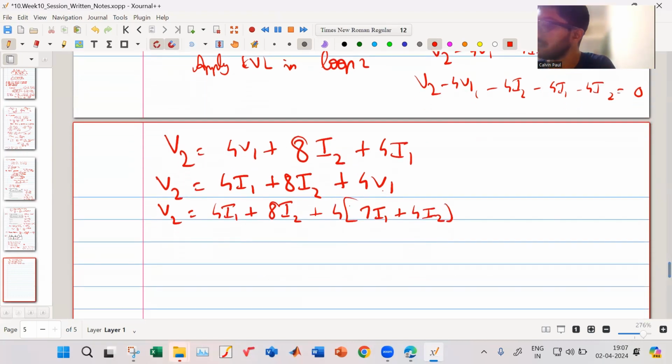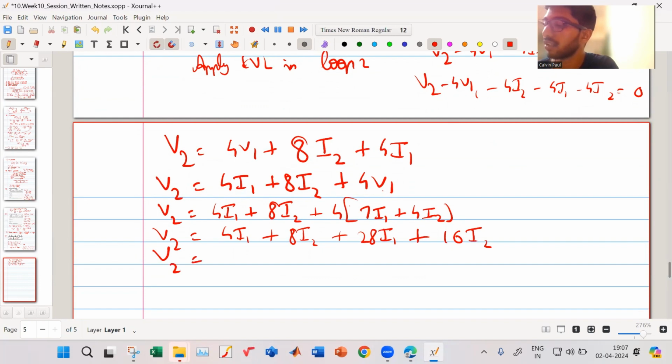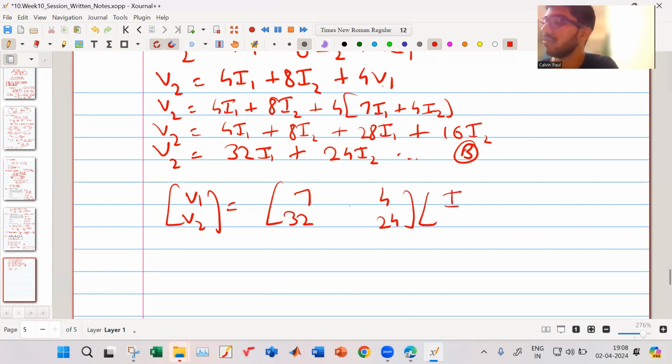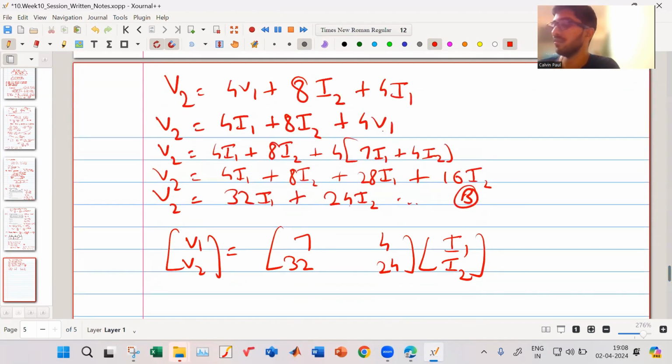So I get V2 equal to 4 I1 plus 8 I2 plus 28 I1 plus 16 I2. When I add it, I will get 32 I1 plus 24 I2. This is my equation B. So I get V1, V2 equal to 7, 4, 32, 24 times I1, I2. So I've got my parameters. Yes, sir. 7, 4, 32, 24.